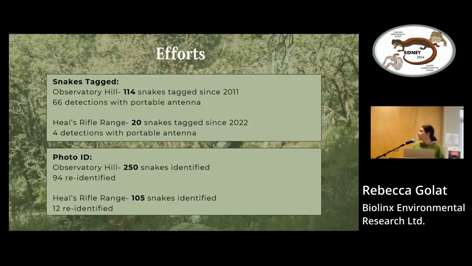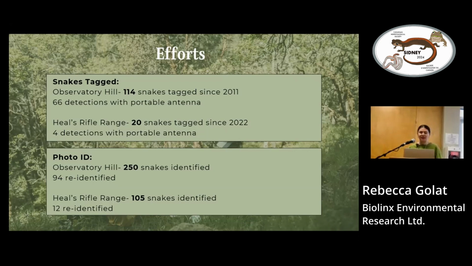Our efforts, since 2011, we've tagged 114 snakes. One of those was just last Tuesday. And we've had 66 detections with portable antennas, excluding the automated readers. At Heels Rifle Range, like I said, we have much more limited access to this site, so we haven't got as much observer effort. We've had 20 snakes tagged since 2022 and 4 detections.